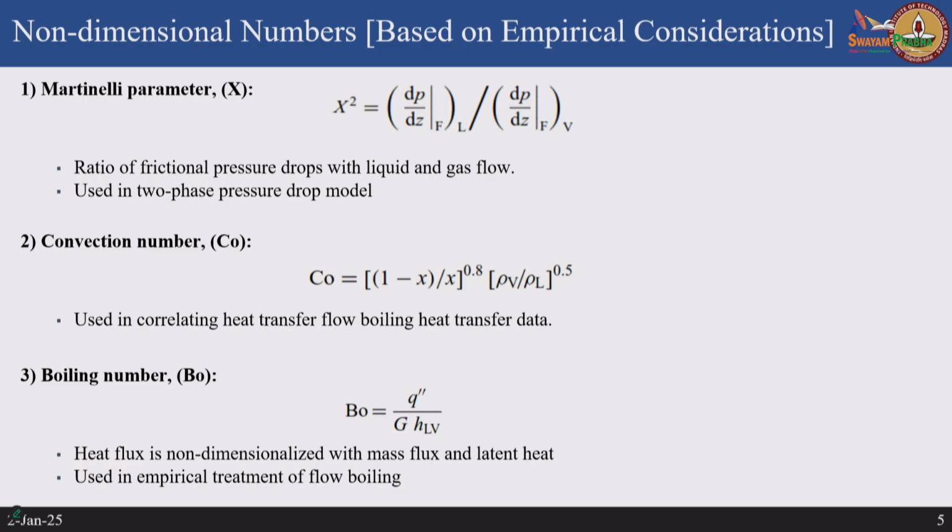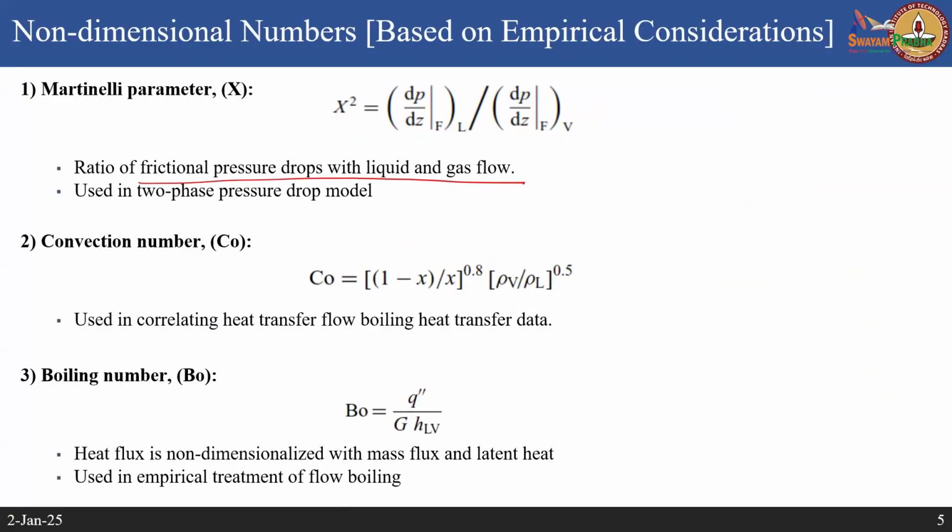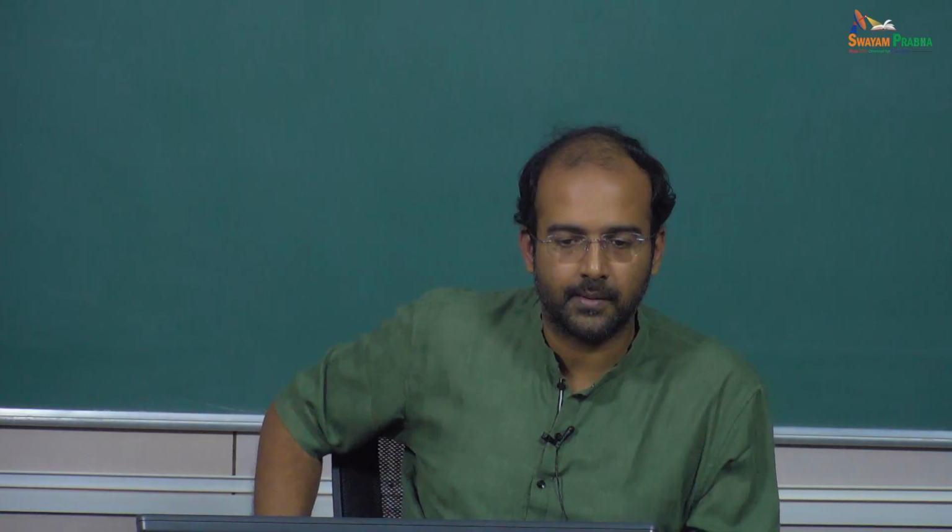So one is called the Martinelli parameter, which is basically the ratio of frictional pressure drop when you have only a pure liquid inside the tube to the case of only a pure vapor. Okay. So imagine that in this tube you have a mixture of two phases, right, liquid and vapor. If you have only pure liquid, what will be the pressure drop versus what will be the pressure drop if you have pure vapor, and then take the ratio. This is defined as the Martinelli parameter.